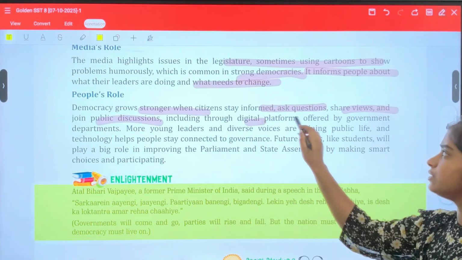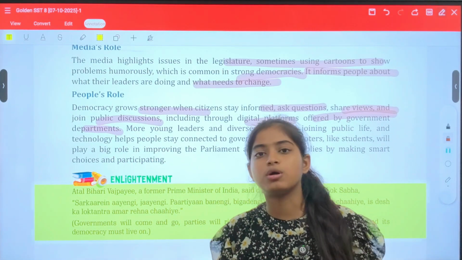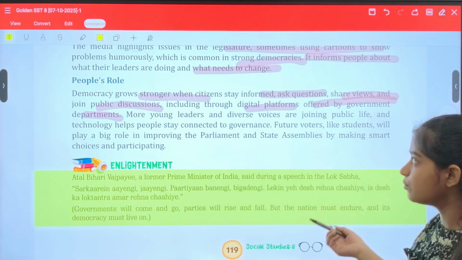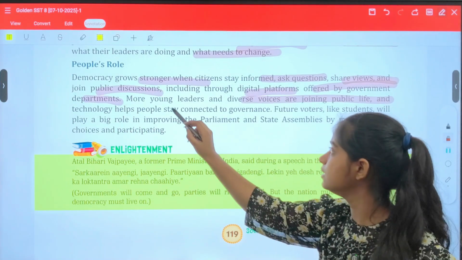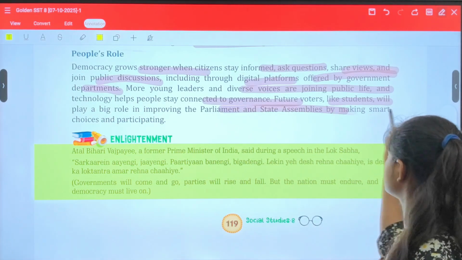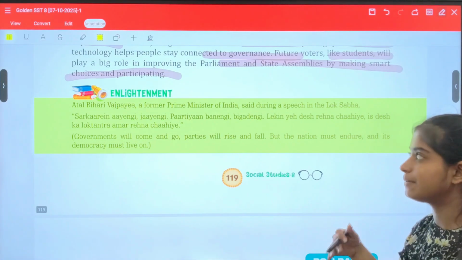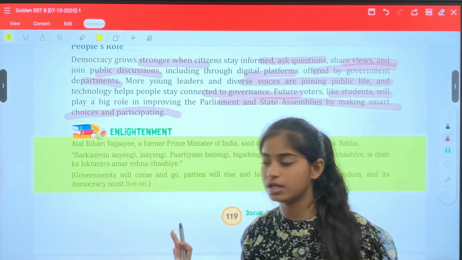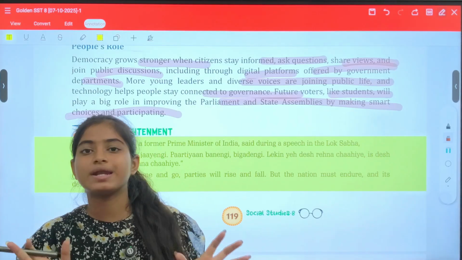This includes digital platforms offered by government departments, which in a strong democracy should be available to all citizens. More young leaders and diverse voices are joining public life, and technology helps people stay connected to governments. Future voters like students will play a big role in improving parliament and state assemblies by making smart choices and participating. So this is also important, that youth should have the ability to select the right representatives.